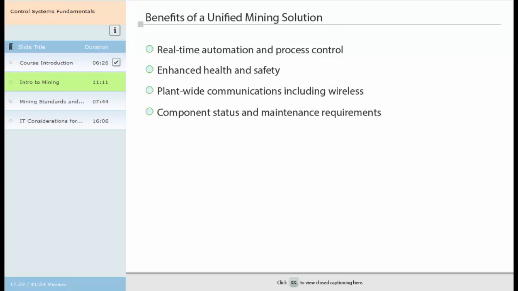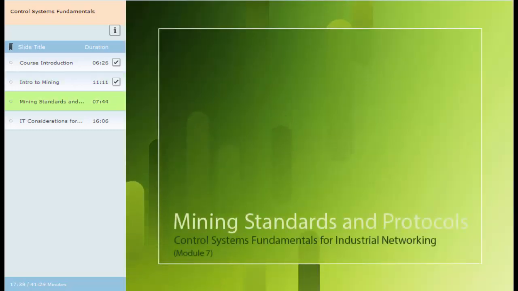To ensure safe mining operations, a unified solution will utilize monitoring systems to determine component status and predictive maintenance solutions to enhance operational integrity. In this lesson, we will present mining standards and protocols.